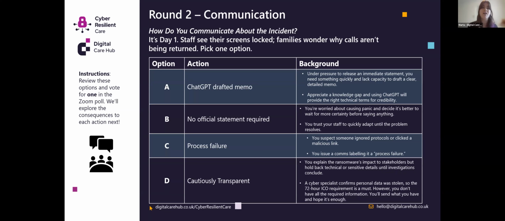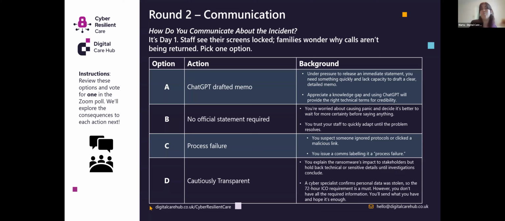So it's day 1. Staff see that the screen's locked. Families wonder why calls aren't being returned. Pick one option. Option A, ChatGPT drafted memo. So we've introduced a little bit of AI now because everyone seems to be using it, especially in this sector. Under pressure to release an immediate statement, you need something quickly, so you go to ChatGPT to create a drafted memo. Option B, no official statement required. You just keep ostrich mode, and there's no need to cause panic. So it's better to wait once there's more certainty before saying anything. You trust your staff to quickly adapt until the problem resolves.